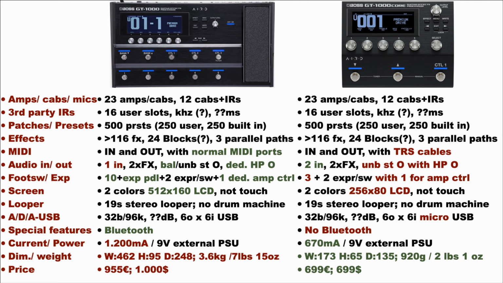And finally the price, where the core is obviously cheaper, even if I was expecting much more price difference than there actually is. So finally, the main differences are the type of MIDI ports, the connectivity options, the LCD screen definition, the Bluetooth connectivity, the power needed, and obviously dimension, weight and price.